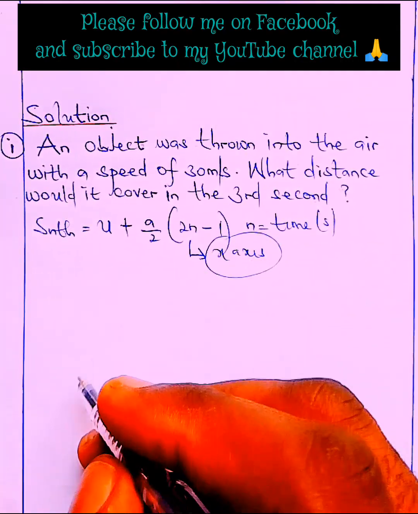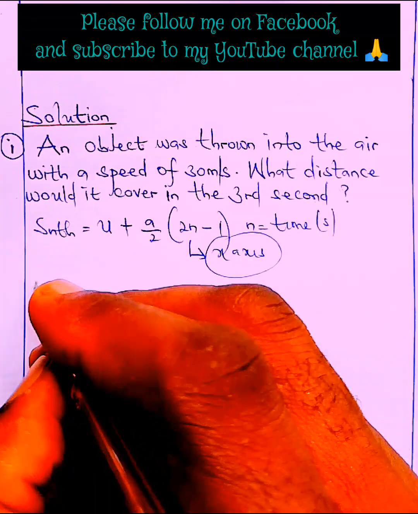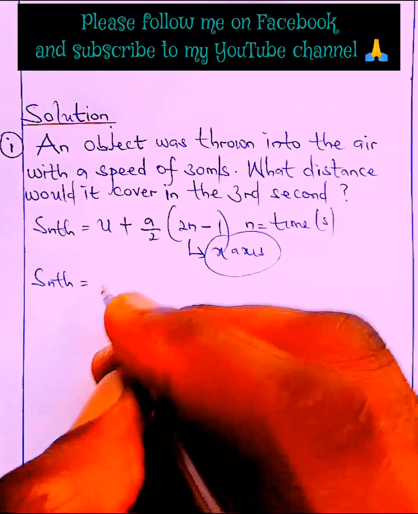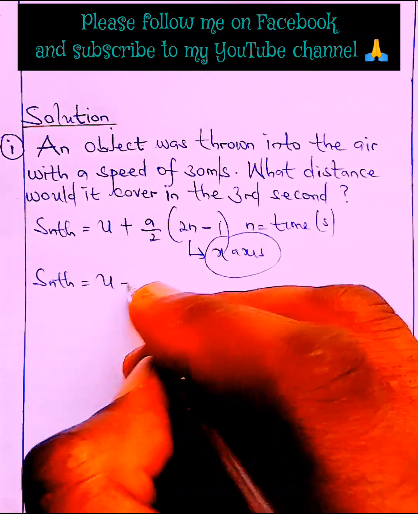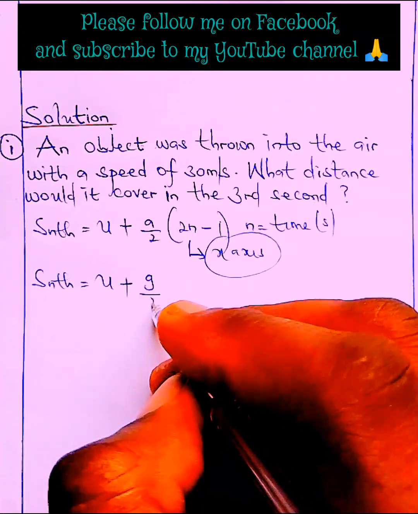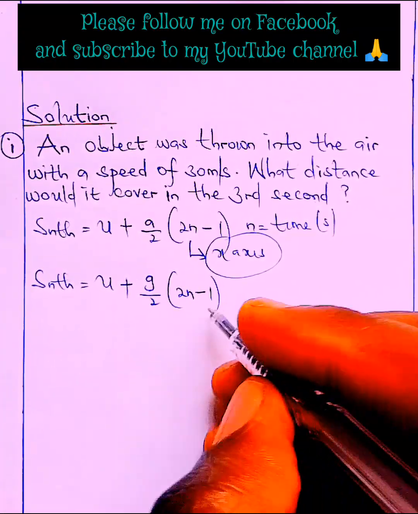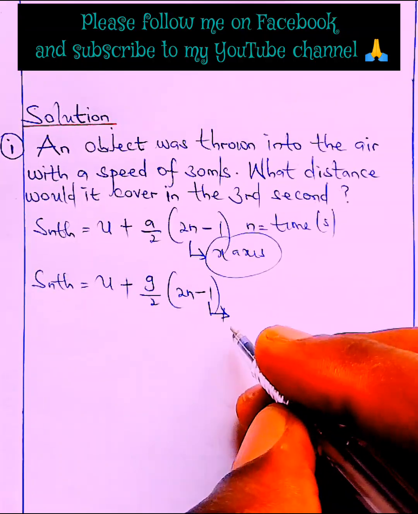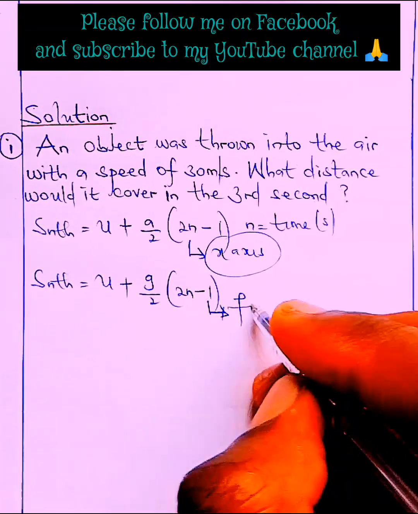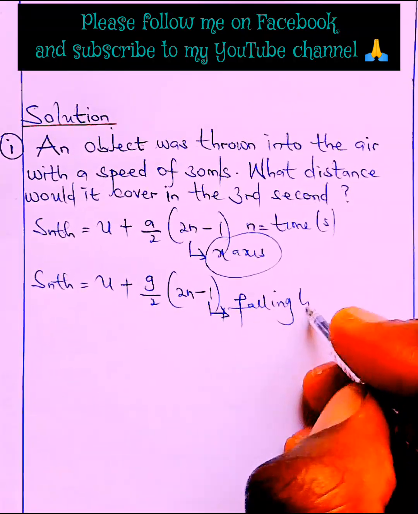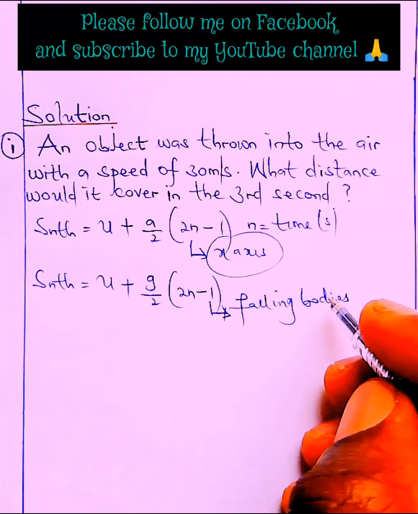Now for bodies along y-axis, two formulas were given. For bodies traveling along y-axis, it is u, initial velocity, plus acceleration due to gravity over 2 times 2n minus 1. And this formula was also given. This is for bodies along y-axis. What kind of body is this? This is for falling bodies, for bodies that are falling along y-axis.